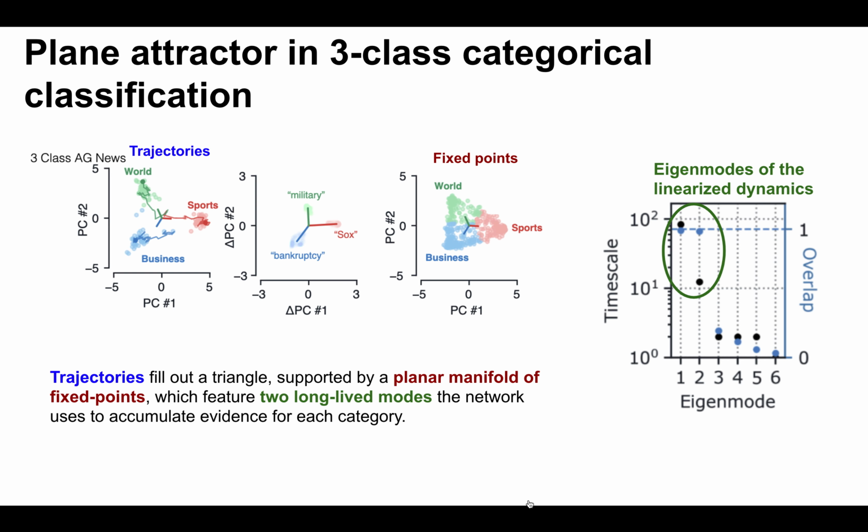So for example, if it sees a word like bankruptcy, it moves towards the vertex of the triangle corresponding to business. And this sort of motion is supported or enabled by a manifold of stable fixed points. And when we linearize the dynamics of the system around these fixed points, which, as you can see, form a triangle, what we find is that there are two long-lived eigenmodes of the system which live within the fixed point plane. So using these two eigenmodes, the network is integrating evidence or keeping track of evidence for each class as it goes through the document.